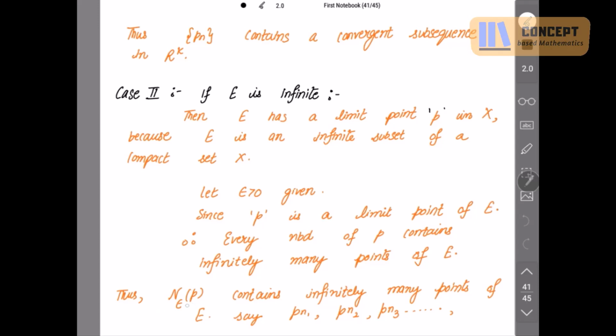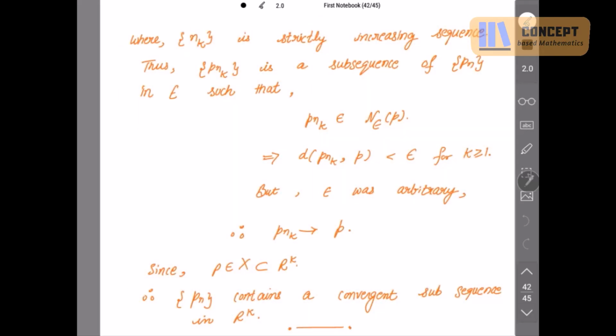Now, can I guess a neighborhood for P as N_P(epsilon)? So this N_P(epsilon) contains infinitely many points of E. Just say Pn1, Pn2, Pn3, right? So these are infinitely many. So here again we have to write nk is a strictly increasing sequence so that the order will not change, and the remaining elements of the Pn sequence will remain there. Thus Pnk is a subsequence of Pn in E such that all these elements of the subsequence, which are infinitely many, are contained in the neighborhood of P. So Pnk is an element of N_P(epsilon).